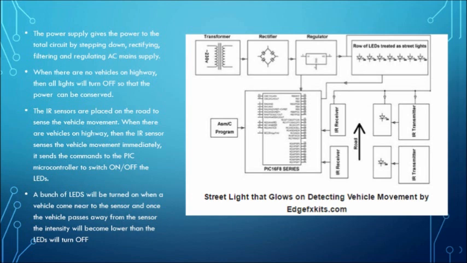The power supply gives the power to the total circuit by stepping down, rectifying, filtering, and regulating the AC mains supply. When there are no vehicles on the highway, all lights will turn off so that the power can be conserved. The IR sensors are placed on the road to sense the vehicle movement. When there are vehicles on the highway, the IR sensor senses the vehicle movement immediately. It sends the commands to the PIC microcontroller to switch on or off the LEDs. A bunch of LEDs will be turned on when a vehicle comes near the sensor, and once the vehicle passes away from the sensor, the intensity becomes lower and the LEDs will turn off.